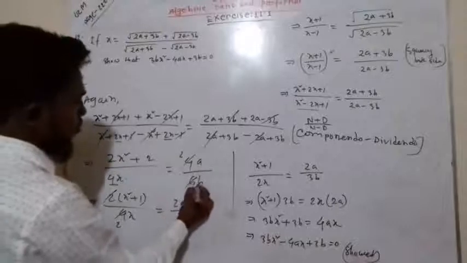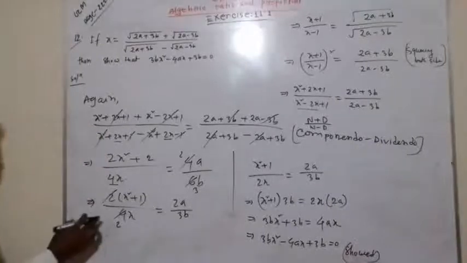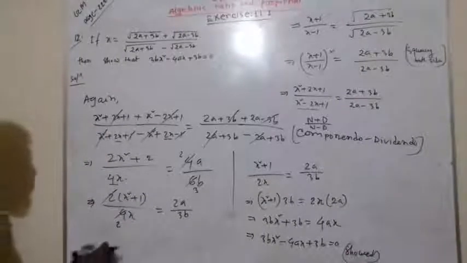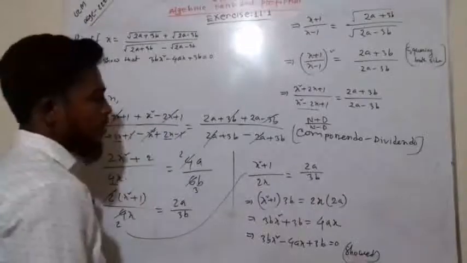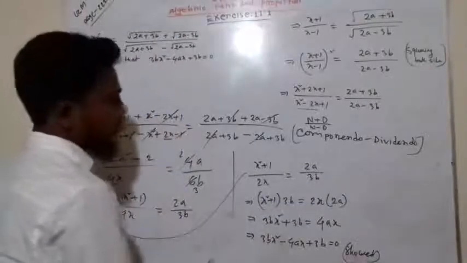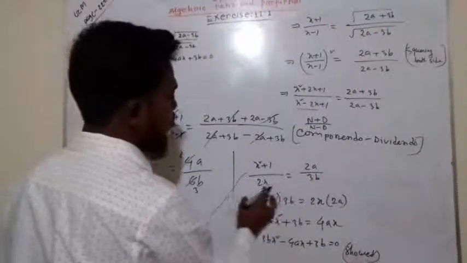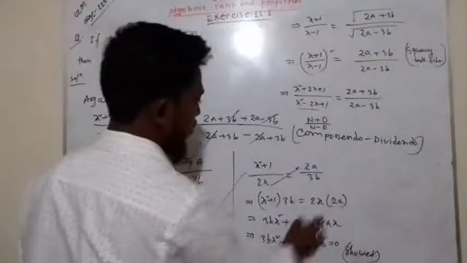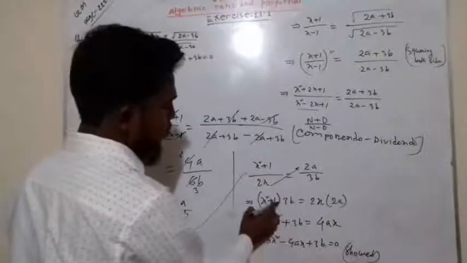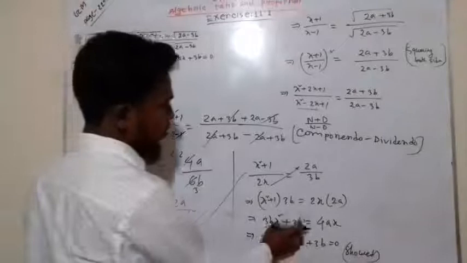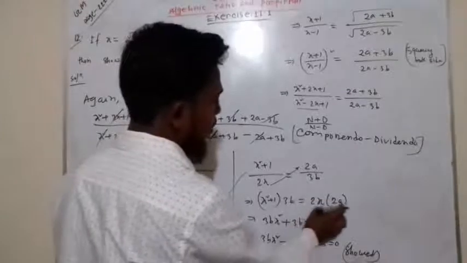2 by 3, so 2a divided by 3b, so x square plus 1 divided by 2x. Now we can write x square plus 1 divided by 2x equal to 2a divided by 3b. Now we cross multiply: x square plus 1 into 3b equal to 2x into 2a. So multiply by 3b, x square plus 1 into 3b equal to 4ax. This is 2 and 2 multiply 4 and ax.